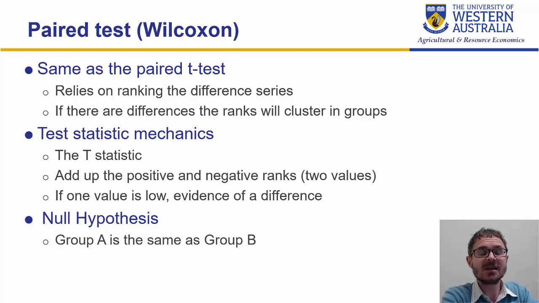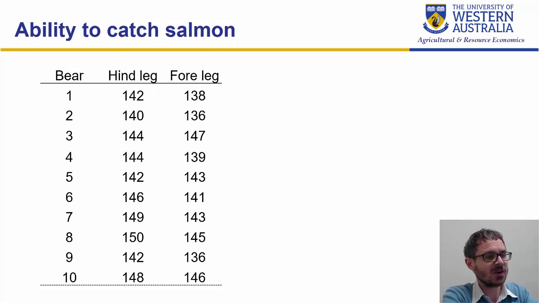Okay, so we're not saying anything about means. That's probably the biggest thing to get your head around in terms of setting up the null and the alternate for these things. So again, it's easier to understand these setups if we look at an example. Here again, a relatively small sample, bare hind legs and forelegs. Something I'm interested in is the way they can catch salmon. Something biological that I'm interested in here.